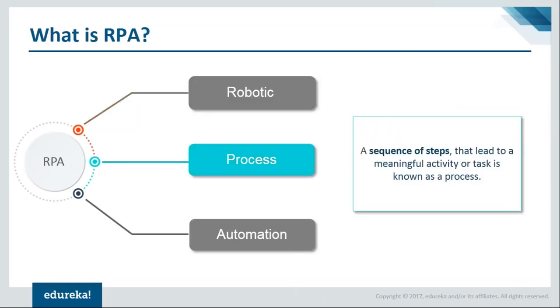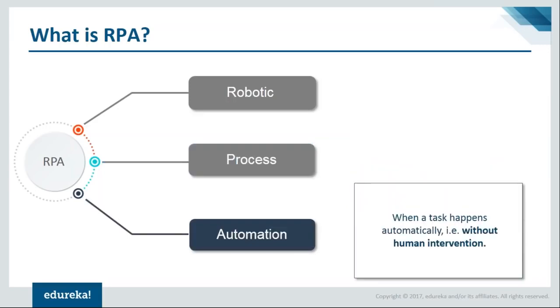Then comes process. A process is a sequence of steps which lead to a meaningful activity. For example, you make tea, right? To make tea, the first step would be to pour some water, let it boil, then put some tea leaves, let it boil, and then pour some milk in it, right? Your tea is ready. So you did three steps, and with the help of these three steps your tea is ready. So this becomes the process of making tea.